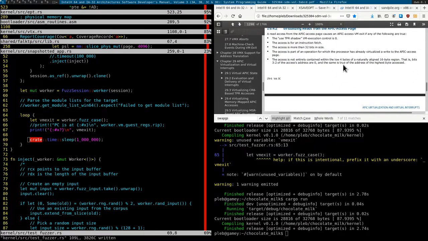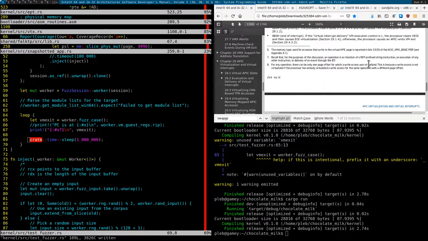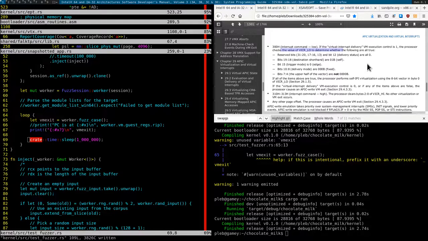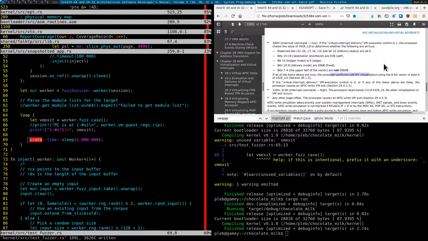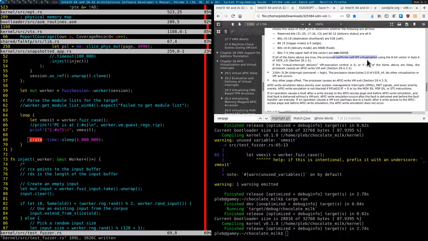Don't I have to tell it which processors are present? Because I don't want it to be able to send an IPI to an actual core. Okay, 300. If virtual interrupt delivery VM execution control is 1, it checks the value of VICR is low to all of these. Edge trigger, upper half is not that. It performs a self IPI. Okay, so it'll virtualize self IPIs, but not others. If any of those are false, it causes an APIC write VM exit. Okay, so as long as it's doing a self IPI, it's virtualized. But if it's doing a remote IPI, that makes sense. I would have to handle that because otherwise it's going to fuck off.